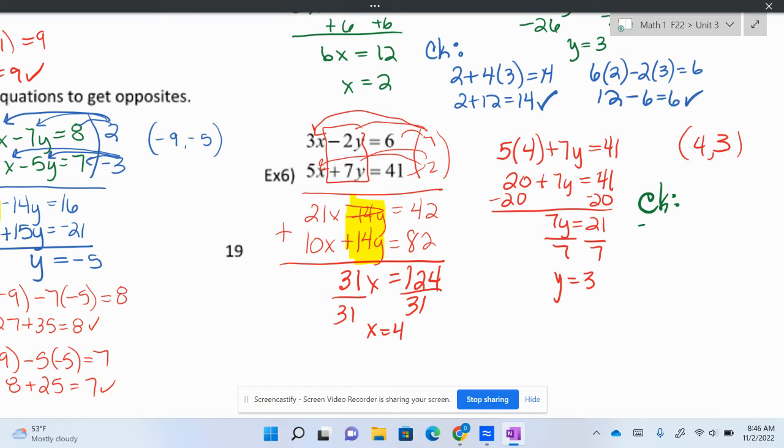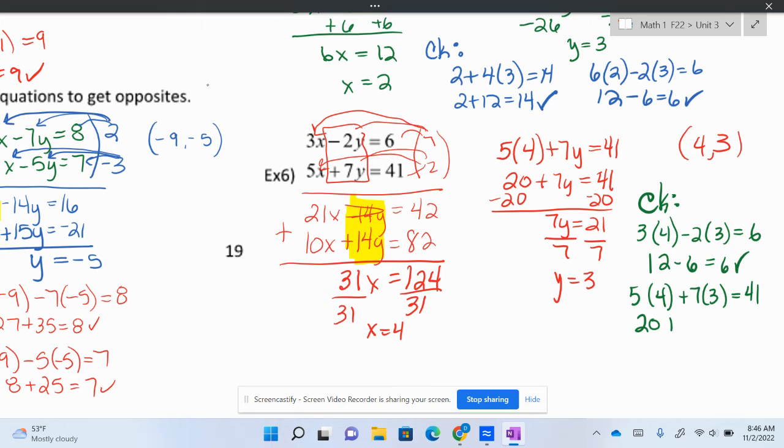Okay. So 3 times 4 minus 2 times 3 equals 6. Well, 3 times 4 is 12. 2 times 3 is 6. 12 minus 6 is, in fact, 6. Second equation, 5 times 4 plus 7 times 3 equals 41. Well, 5 times 4 is 20, plus 7 times 3 is 21, and 20 plus 21 is, in fact, 41.